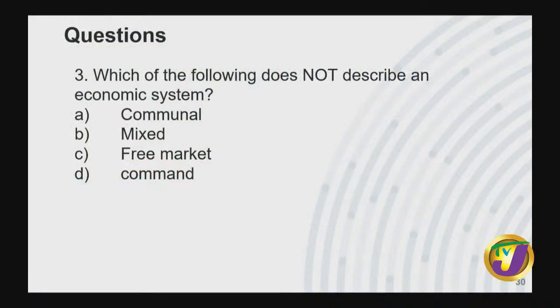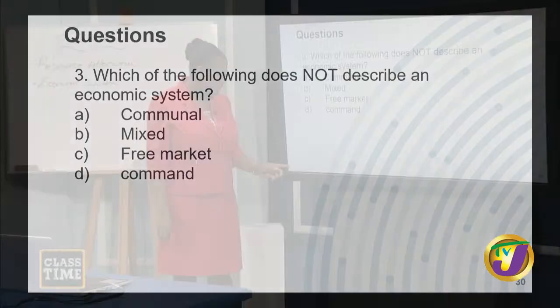The third question. Which of the following does not describe an economic system? Communal, mixed, planned, or command? And yes, that one is quite obvious. The answer there is A, communal. That is not an economic system at all.